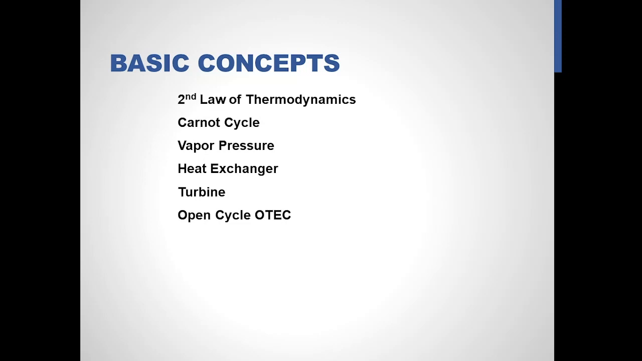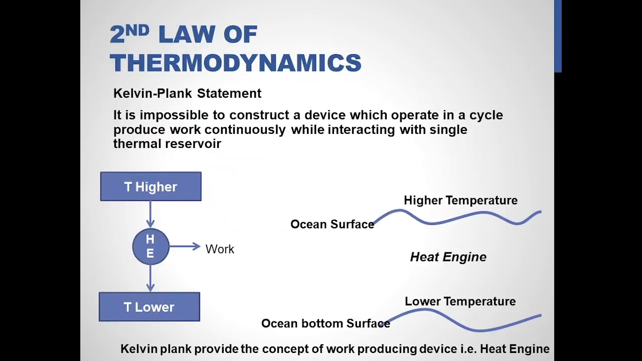Starting with the second law of thermodynamics, which is basically a Kelvin-Planck statement, which says it is impossible to construct a device which operates in a cycle and produces work continuously while interacting with a single thermal reservoir. Basically, what it means is that without two temperatures we cannot have a heat engine. So we should have a lower temperature and a higher temperature, and if we find this lower and higher temperature anywhere, we can definitely fit an engine which can produce work.